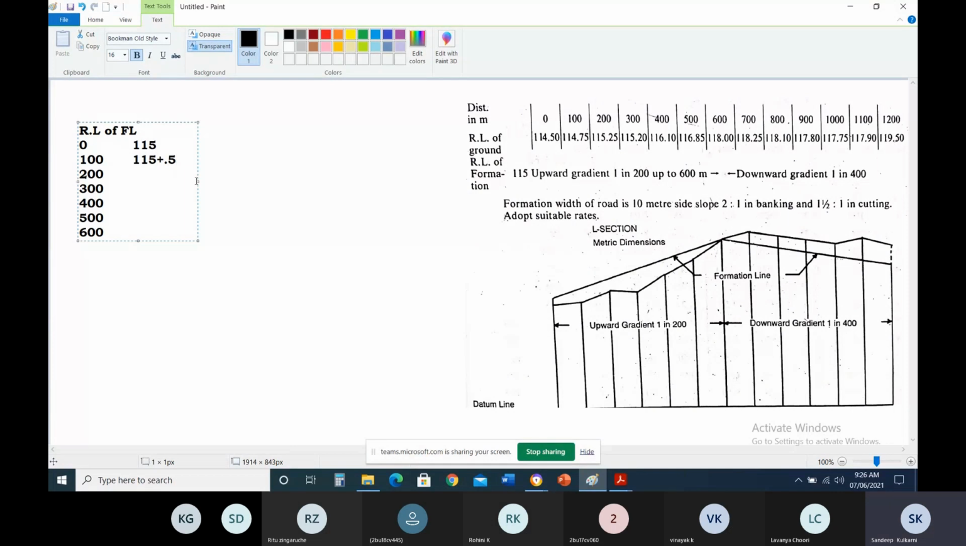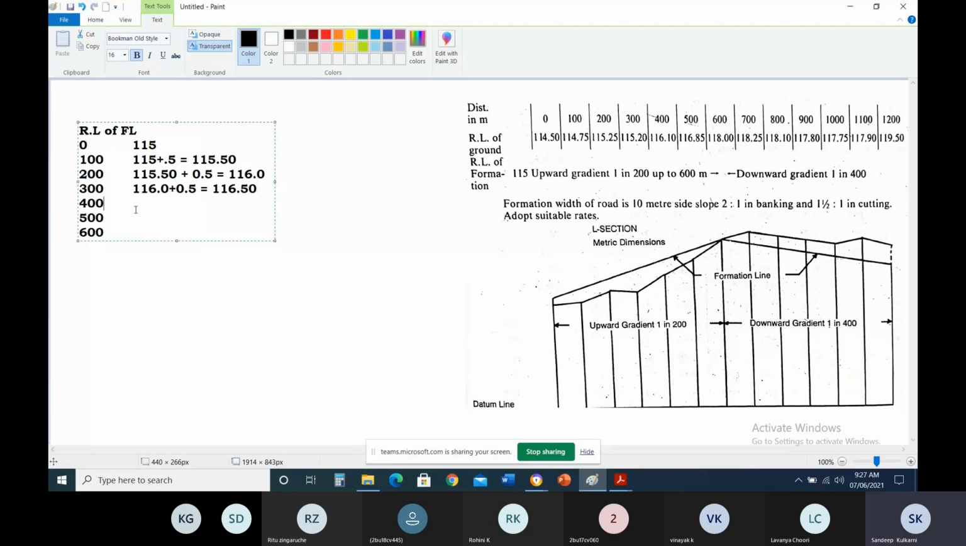Why did I take that 0.5? Because the gradient is 1 in 200. So 1 in 200 means you have to divide 100 by 200, and whatever value you get, you have to add. Why add? Because it is the upward gradient. Similarly for the next, take the previous answer and again add 0.5, so 115.5, then 116. Then the third, 116 plus 0.5, will be 116.5.